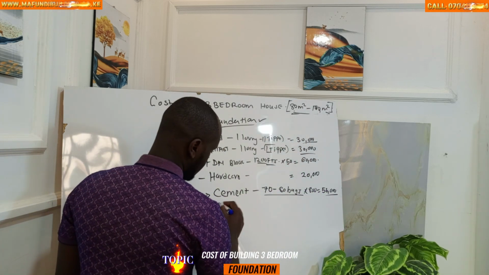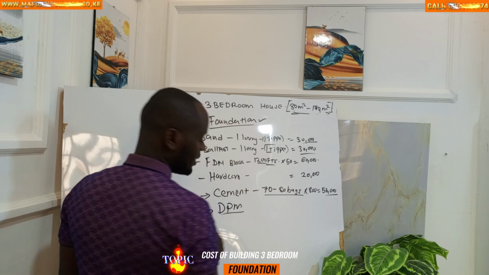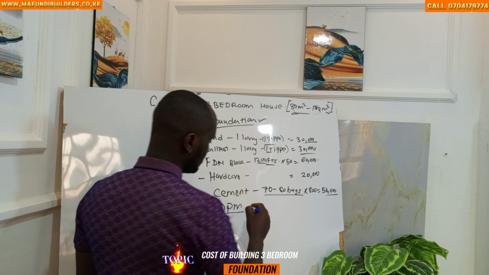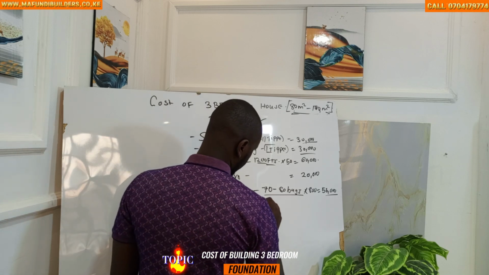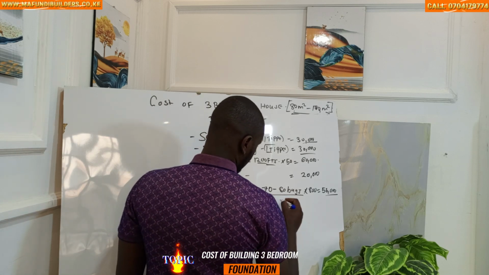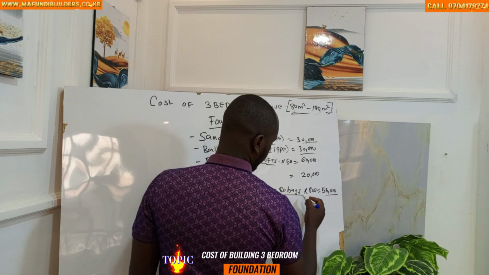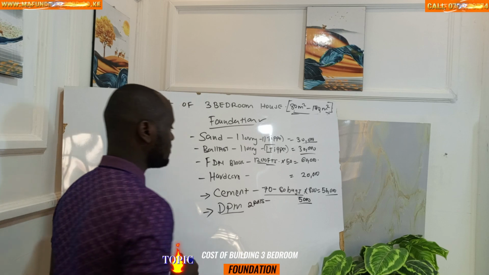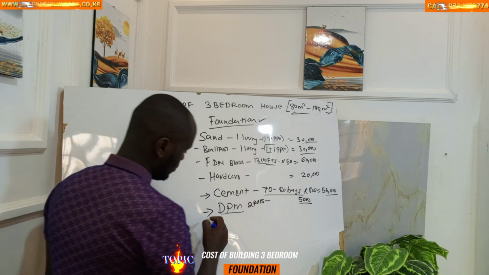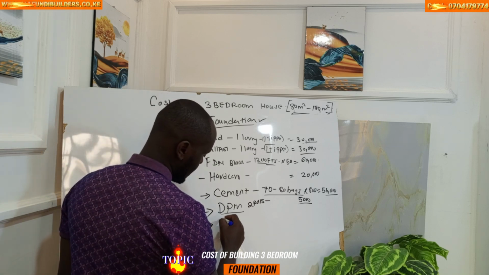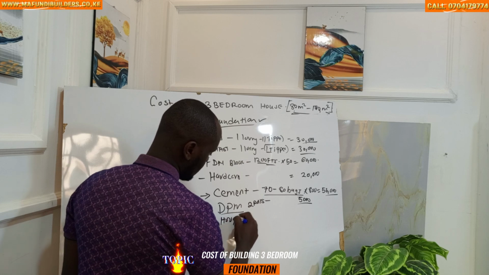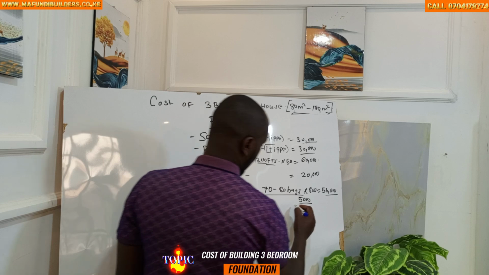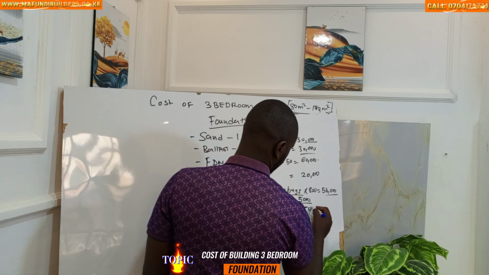What else do you need? Guys, you need DPM. The DPM is the damp proof membrane, that black sheet. For this one you need 2 rolls, and each is 2,500, so here you need another 5,000, right? Another thing you will need is the hoop iron. Here I will say you can buy 1 roll, and 1 roll is around 3,500, right?